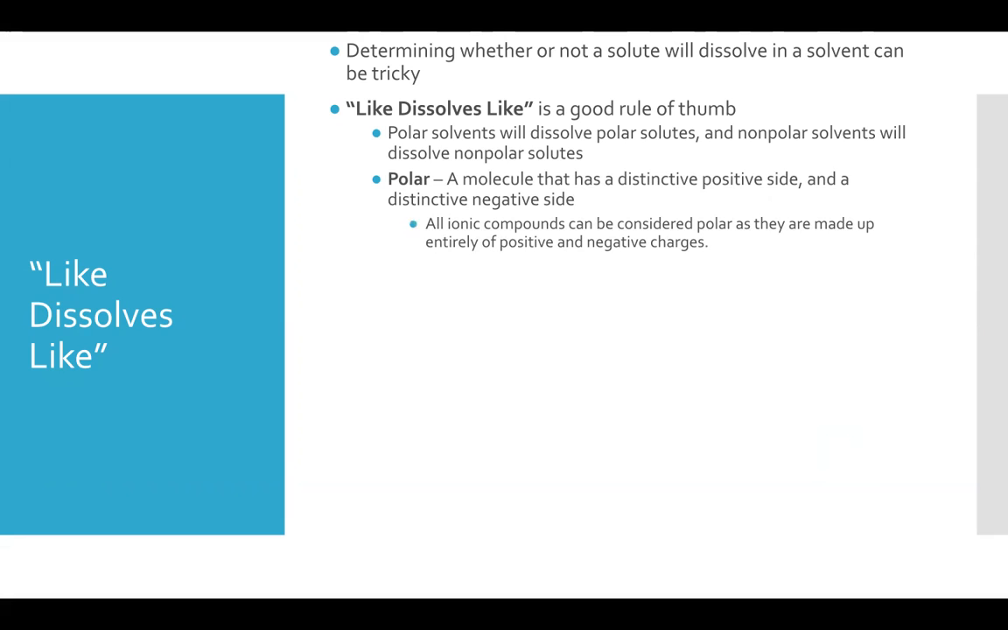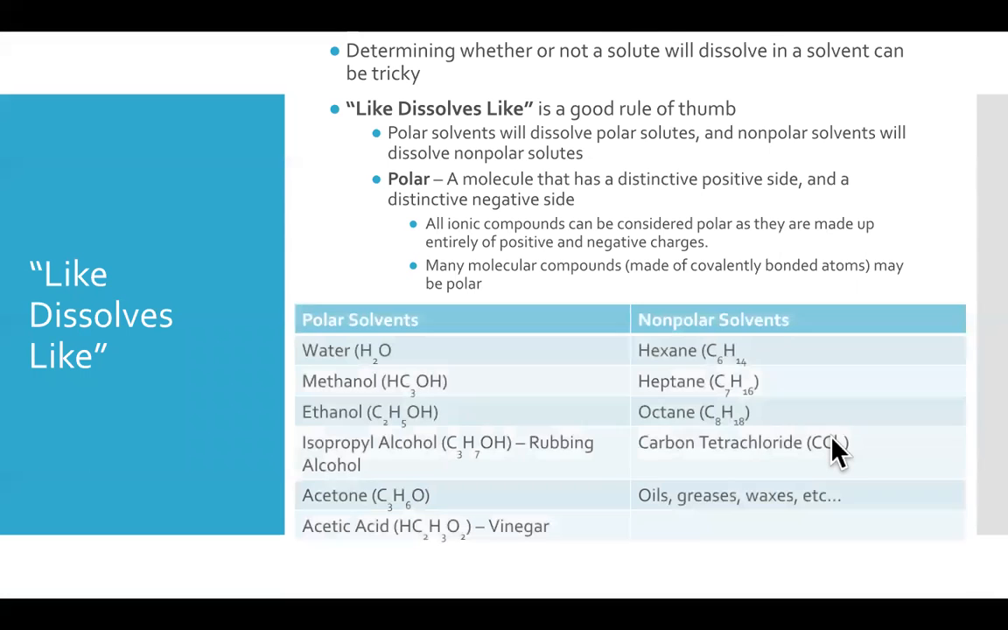So remember, I talked about dissolving sucrose in water. Sucrose dissolves because it is polar. Many molecules that are molecular may be polar. Here is a listing of polar molecular solvents and non-polar solvents. So we see water, methanol, ethanol, isopropyl alcohol, acetone, and acetic acid, aka vinegar. These are all molecular compounds that are polar, and so they will dissolve polar solutes.